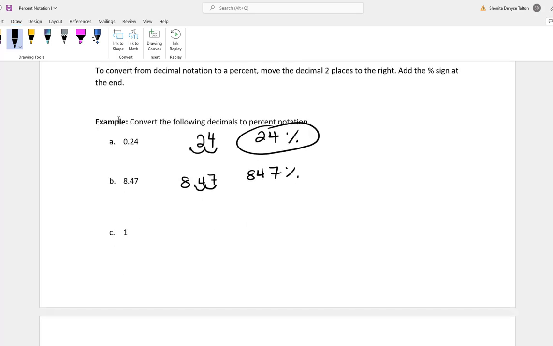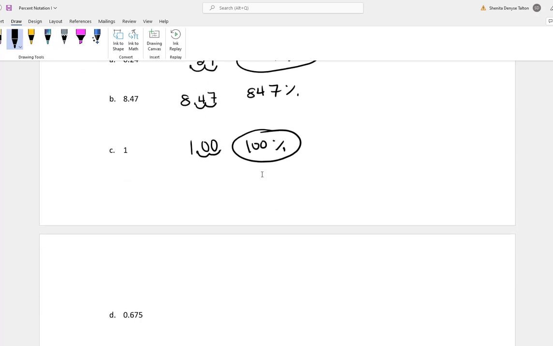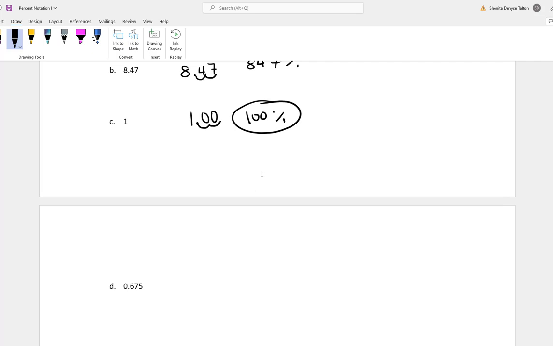This next one looks a little tricky. We have 1, but as you can see, we don't have any other numbers with it. So remember, you always have a decimal point after the number, even though you don't see it. And then I'm going to put 0 in as placeholders. So I'm going to take this decimal and move it over 2 places to the right. I get 100%. Lastly, we have 0.675. I'm going to move the decimal over 2 places to the right. That leaves me with 67.5%.